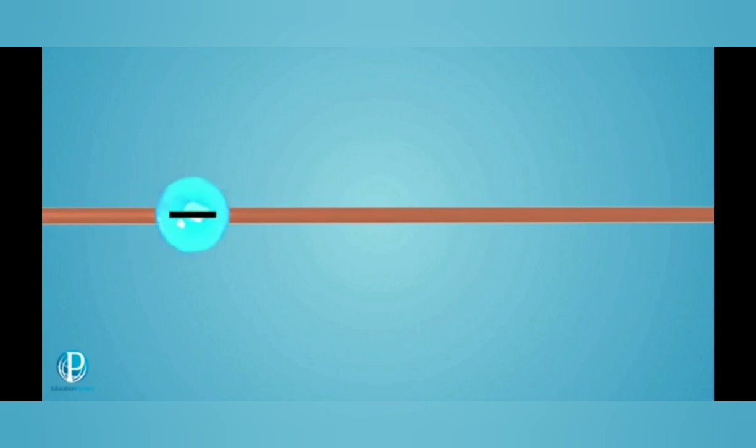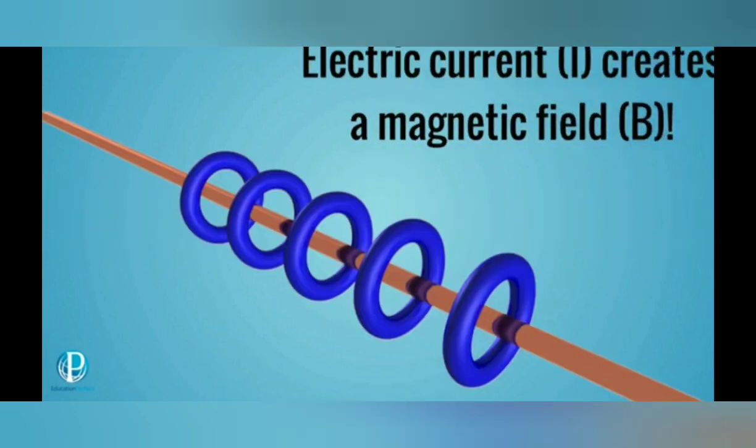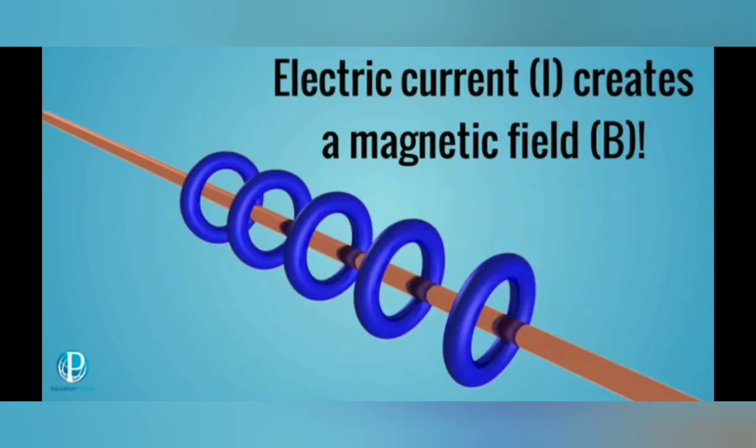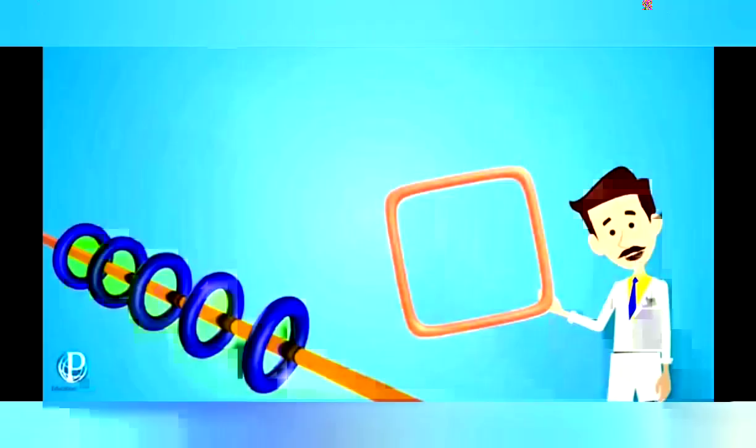It turns out that when electricity flows along a wire, it creates a magnetic field. The lines of this magnetic field curve around the wire in circles like rings around a finger. I'm going to take this loop of wire and stick it inside the magnetic field. The loop contains something called a galvanometer, which is a very sensitive ammeter for measuring tiny currents.